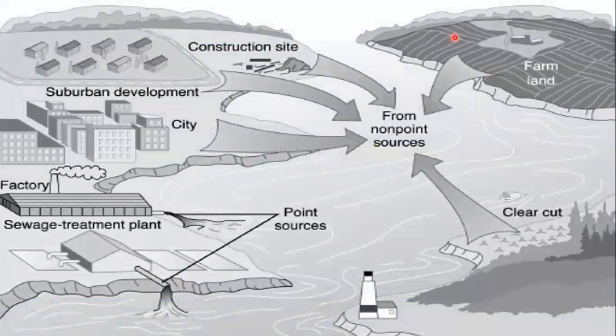You can see that a point source pollution is released by a sewerage system or through a pipe, whereas everything except this is an example of non-point source pollution.